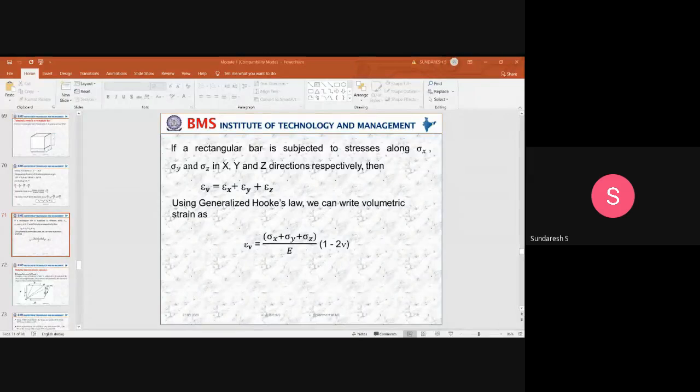Now, let us move on to the next very important derivation, that is to establish a relationship between the modulus of elasticity and the modulus of rigidity. Please make a note of this. This is a very, very important derivation from the examination point of view. Quickly I will take you through this. If you have any clarification at any moment, you can stop me. Right.